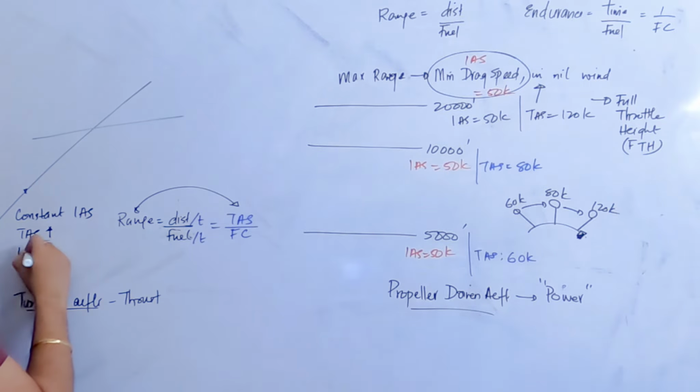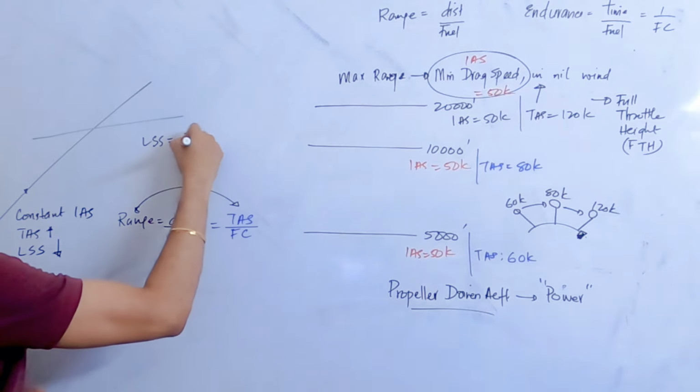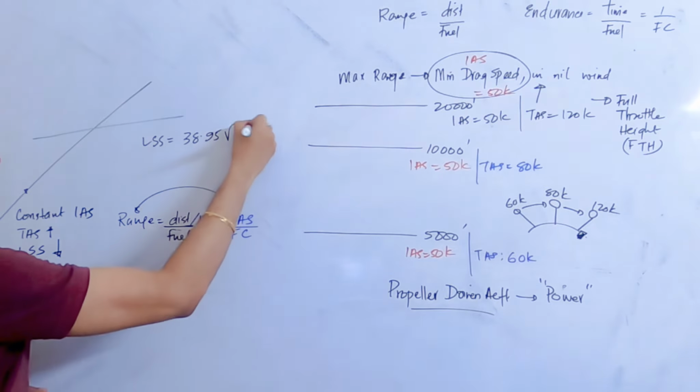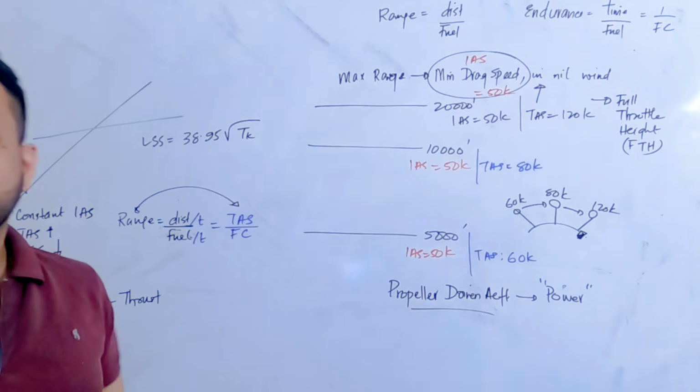Yeah, it will reduce and you will reach Mach 1. That's right. So what's the equation for local speed of sound? That's my LSS, local speed of sound, which is 38.95 root T, with the temperature in Kelvin.